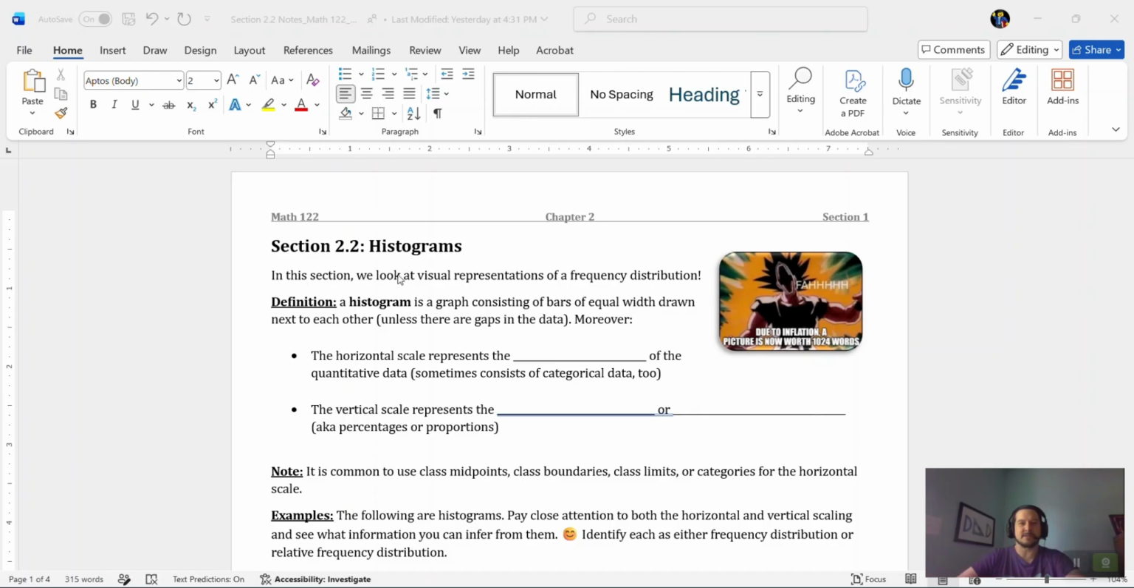And as it says here in this section, we look at visual representations of a frequency distribution. So this kind of dovetails off of the previous section 2.1, which was exactly on frequency distributions. And those were essentially tables with classes, midpoints, lower class limits, so on and so forth. So if you want to take a peek at what that's all about, just check out the video prior to this one.